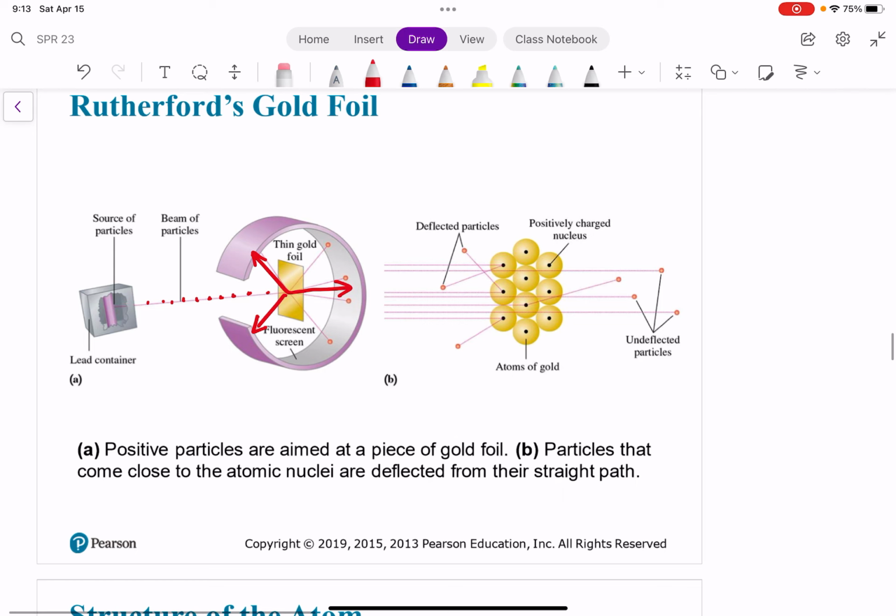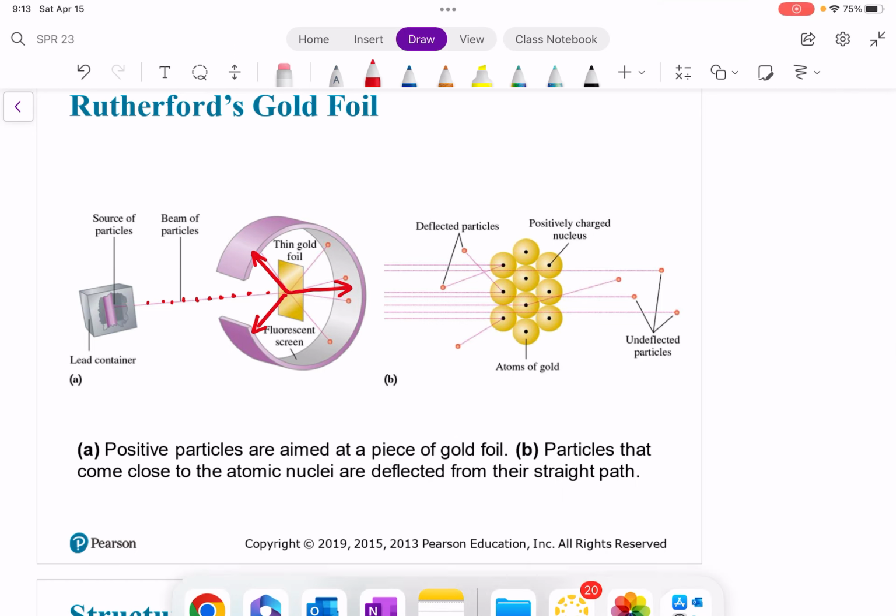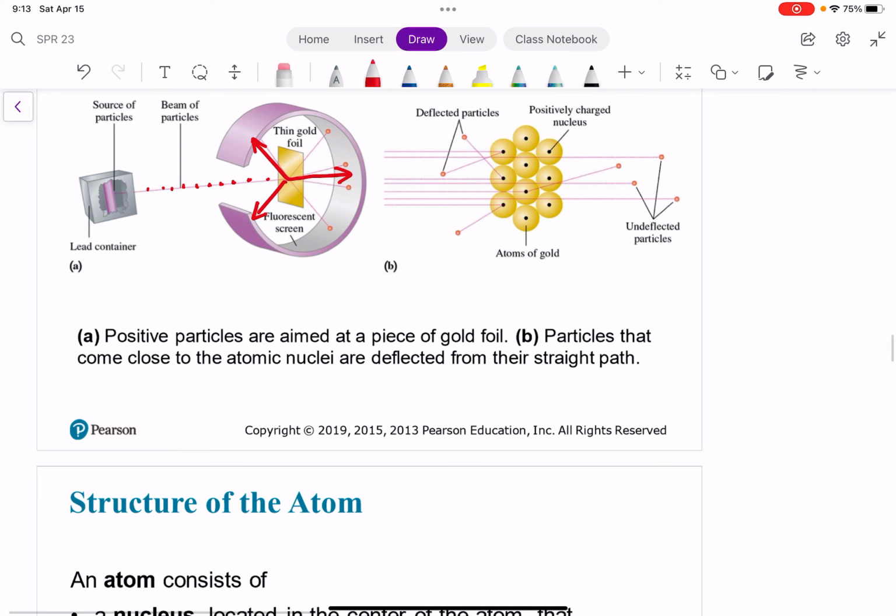So they weren't going in a straight path. And those were the ones that were coming close to the atomic nuclei.